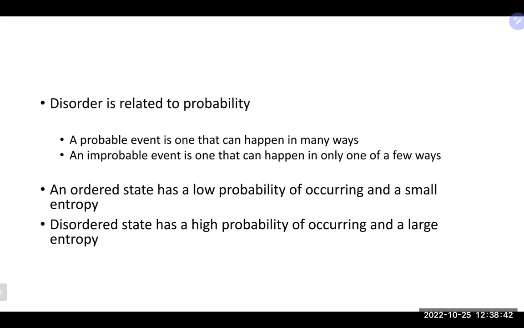So what's that old saying? You know, there's many ways to screw things up, right? So there's a lot of ways to screw things up. So there's a high probability that you might screw something up along the way, and that would have a large entropy value. As opposed to there's only one or a few ways to do things the correct way, right? So odds are you might not do it the correct way. So that's a low probability of happening and a smaller entropy.